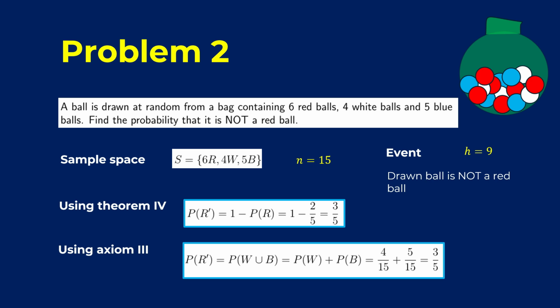We can also use axiom 3 again from part 1 of the basic probability video, so please watch it if you haven't and want to learn more about the axioms and the related theorems. Axiom 3 states that for every collection of mutually exclusive events, the probability of their union is the sum of the individual probabilities. So we can write the probability of not r as the probability of white or blue, which is equal to the sum of their individual probabilities. And again, this gives us the same result, that is 3 by 5.